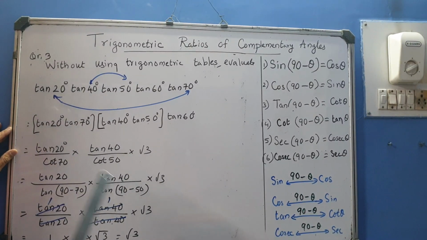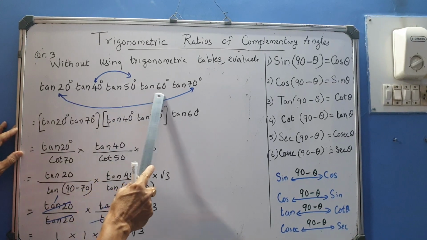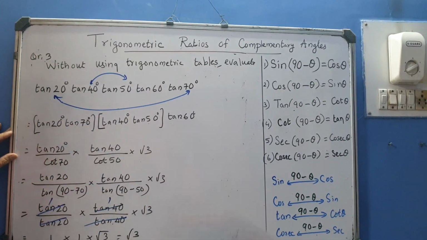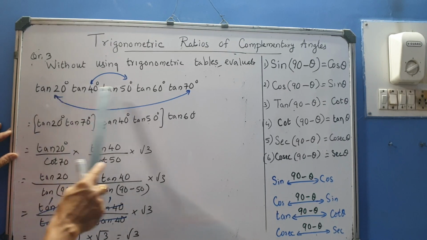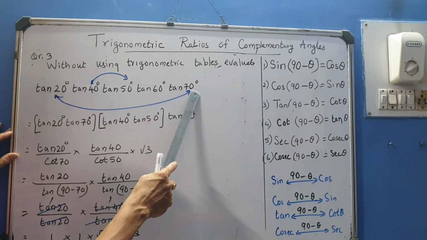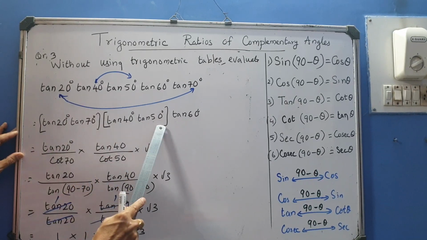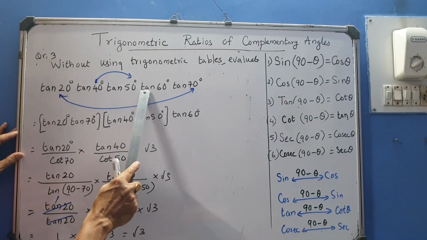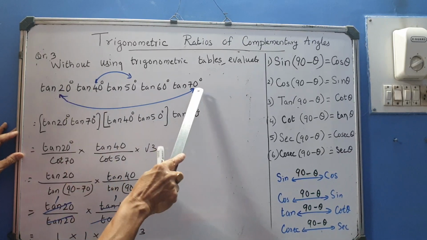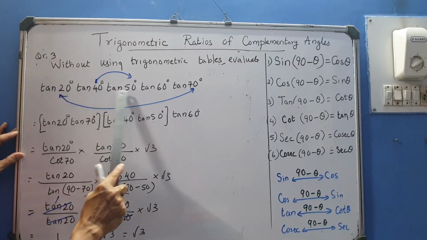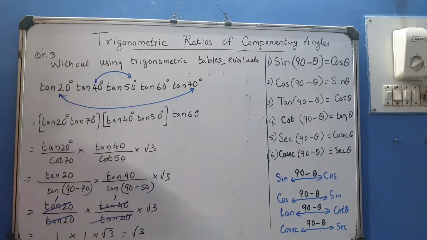Okay, let's take one more question. Tan 20, tan 40, tan 50, tan 60 and tan 70, all are in tan. But what you have to do is find the complementary pairs. 20 and 70 give you 90, so group them together. 40 and 50 are complementary pairs, group them together. Tan 60 is a standard angle, so we can do it separately. So 20 goes with 70, 40 goes with 50. Tan 60 is a standard value, so we don't need to change it.